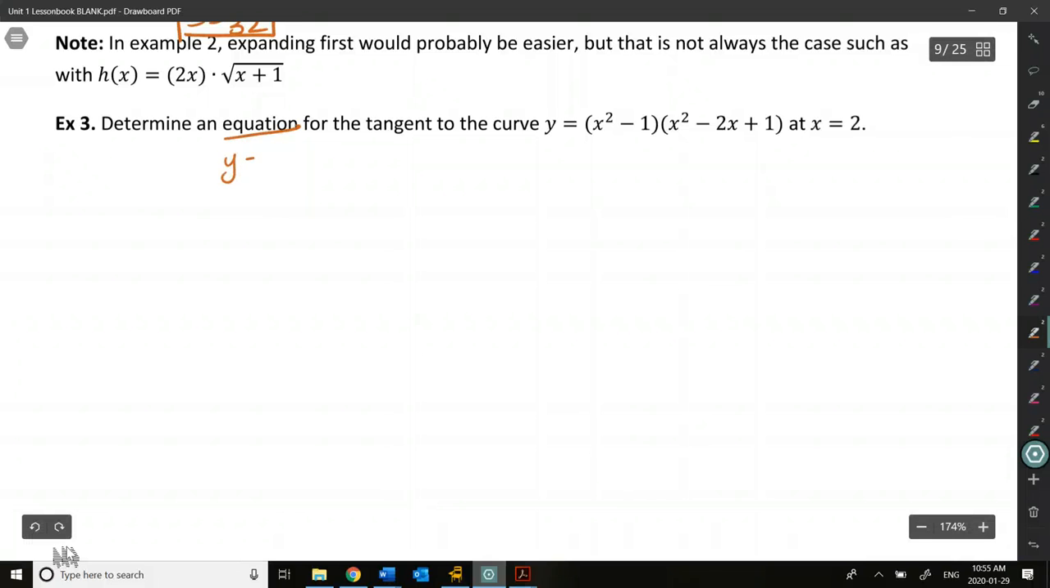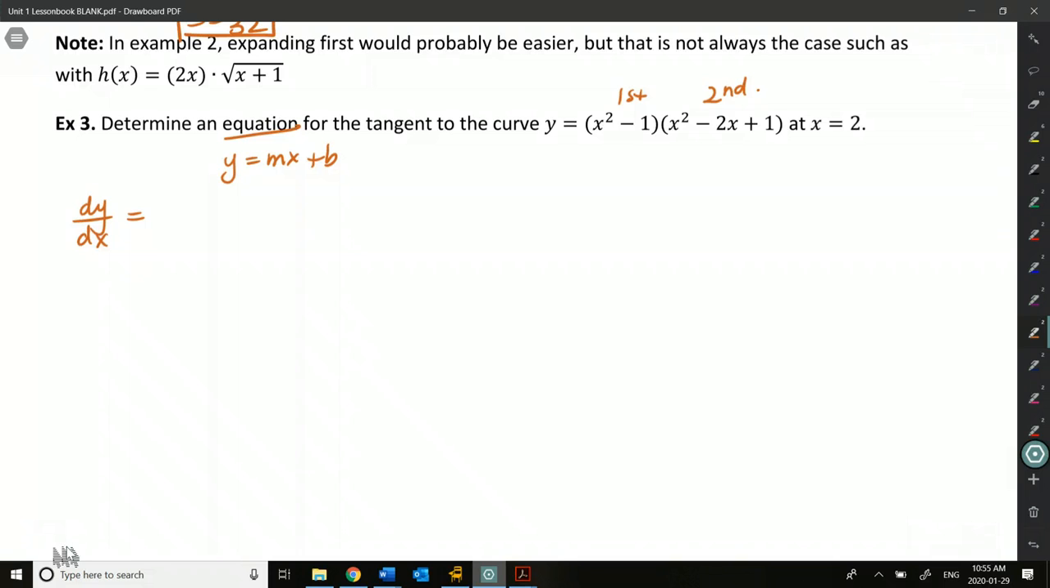Okay, so determine an equation for the tangent. So when we think equation, we want to think equation of the tangent line in y equals mx plus b form. To the curve of this function at x equals 2. So when we think slope of the tangent, we want to think derivative. So we need to start by finding the derivative of the function. Think of this as your first and as your second. Does someone want to try the derivative for this one?